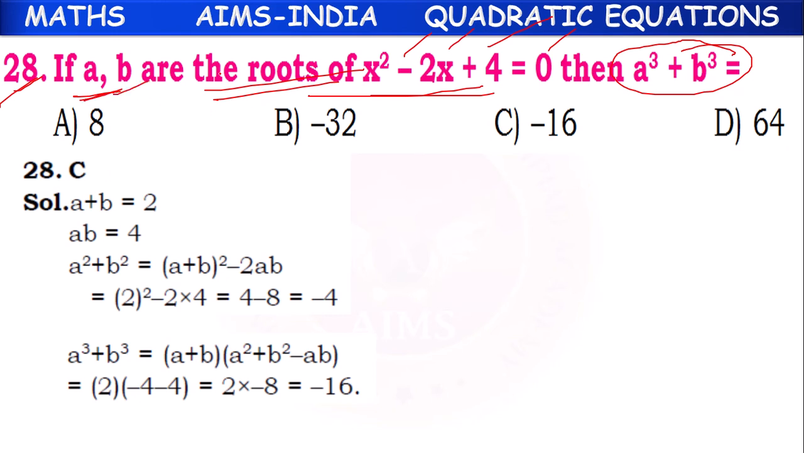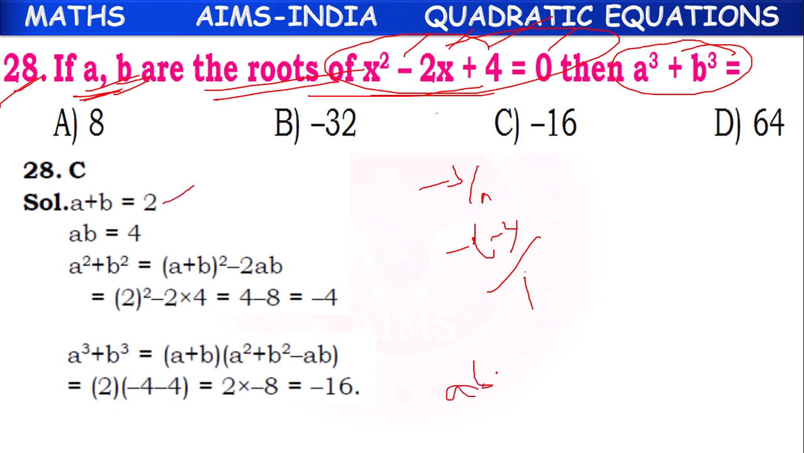So if a and b are the roots of this equation, then a cube plus b cube is how much? If a and b are the roots, then a plus b will become minus b by a, which means minus of minus 2 by 1, which is equal to 2. And ab, the product of roots, equals c by a, where the constant is 4 and a value is 1, 4 by 1, which is equal to 4.